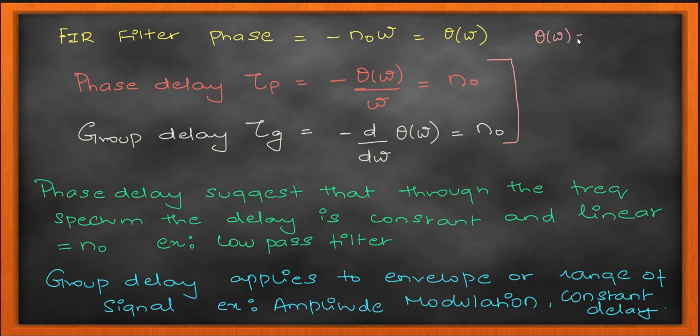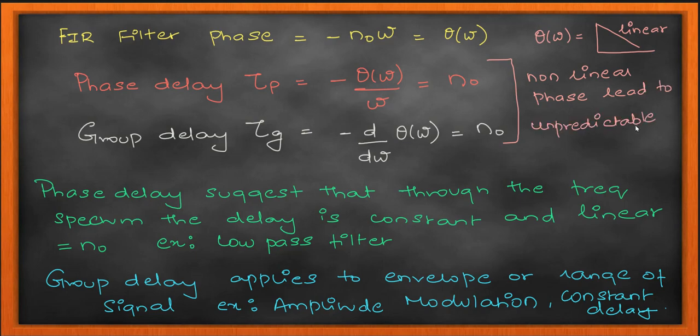It applies to the envelope or your range of a signal. So pretty much they are the same. You can just think phase delay and group delay are the same, just the difference in formula, but the output is N0 for both. So that is what your linear phase brings, and your nonlinear phase leads to unpredictable filter response in terms of the frequency.